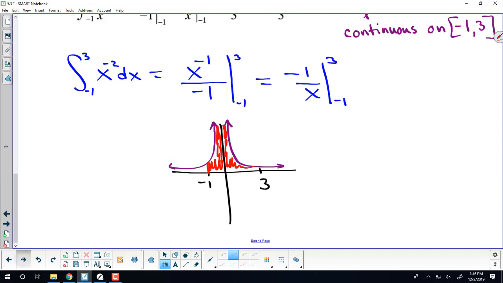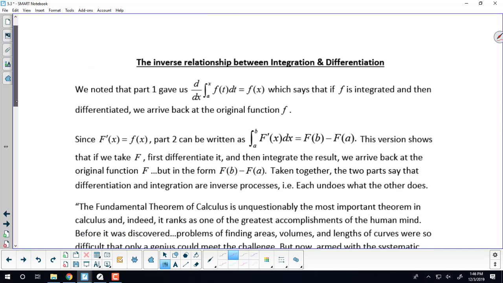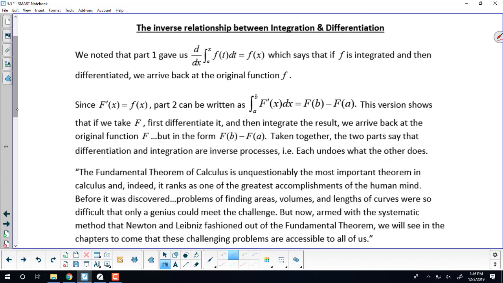So the last page is just connecting the dots between the first part and the second part of the fundamental theorem of calculus. In part one, we were taking the derivative of the area function. That's what that represents, the derivative of that integral. That integral is the area function. So if f is integrated, then differentiated, or vice versa, you arrive back at the original function.